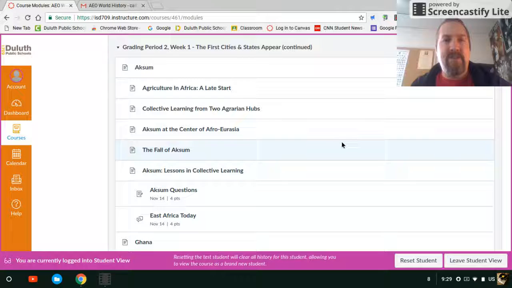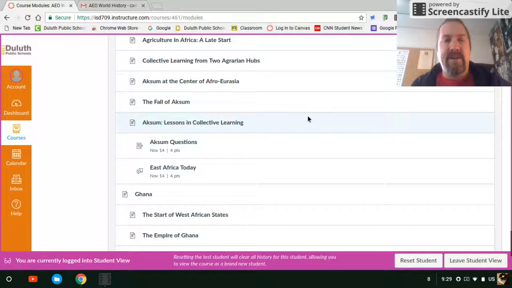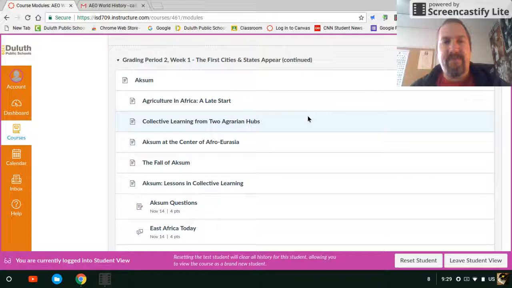And this is a continuation of the first cities and states and when and where they appeared. This week we're looking at two kingdoms or empires, both of them in Africa. The Axum Kingdom on the Great Horn of Africa, present-day Ethiopia, Somalia. It's on the east coast of Africa on the Indian Ocean side.